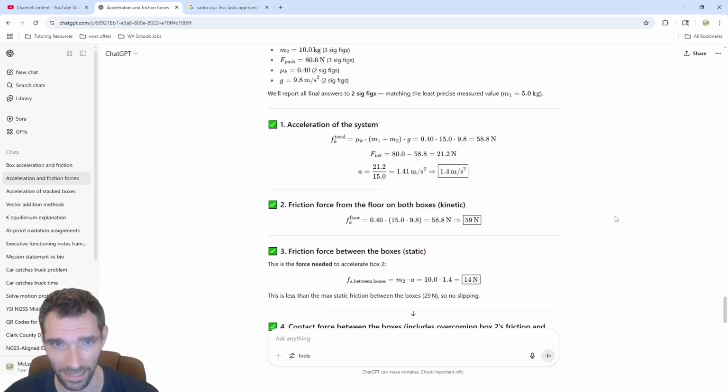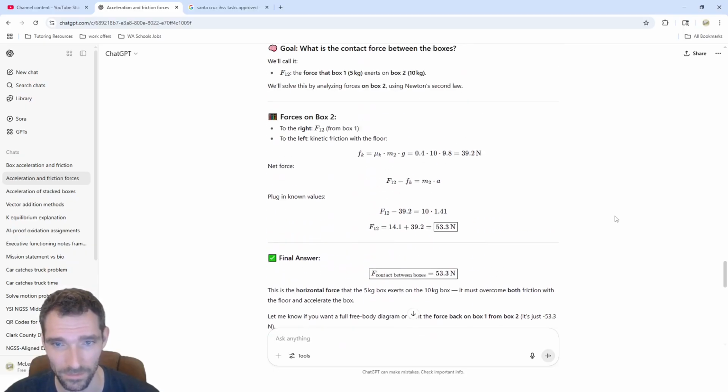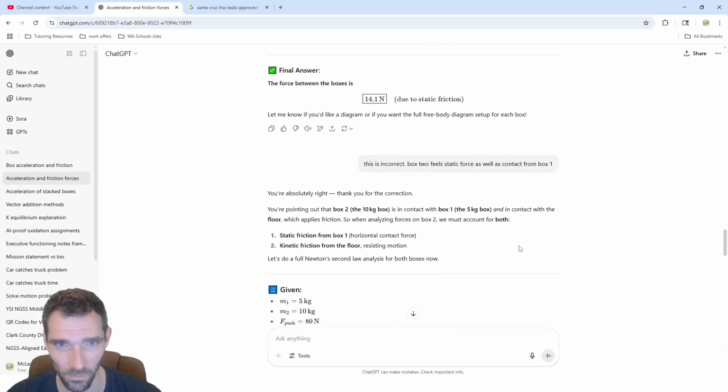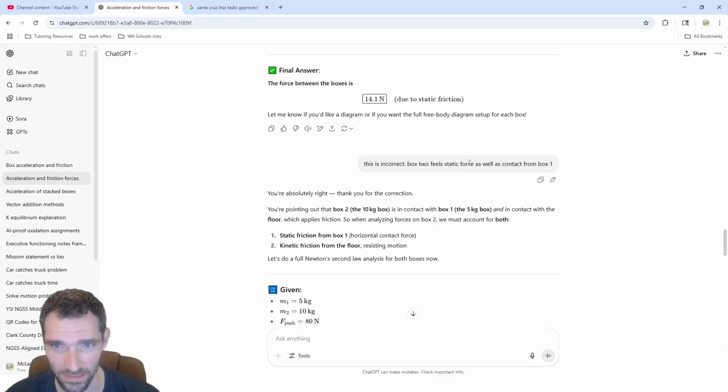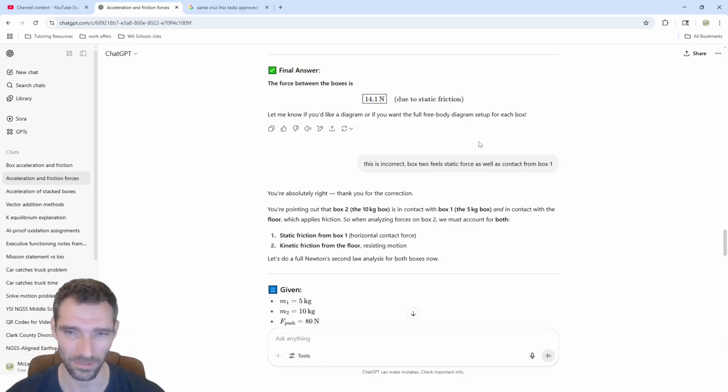until I prompted it to actually think about it. That these two boxes are going to experience some static force as well as a contact force. Now I was thinking the static force was the only force acting on the second object.